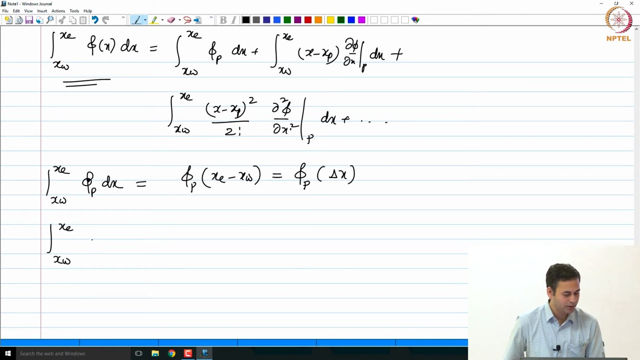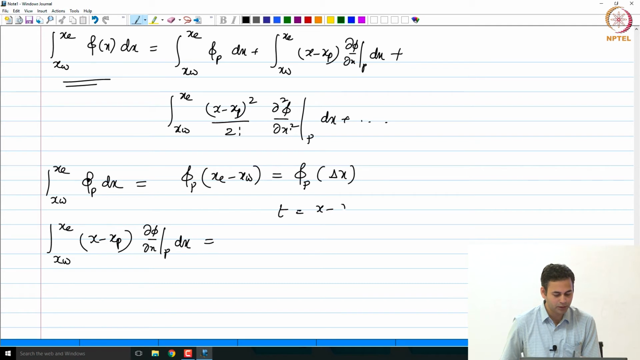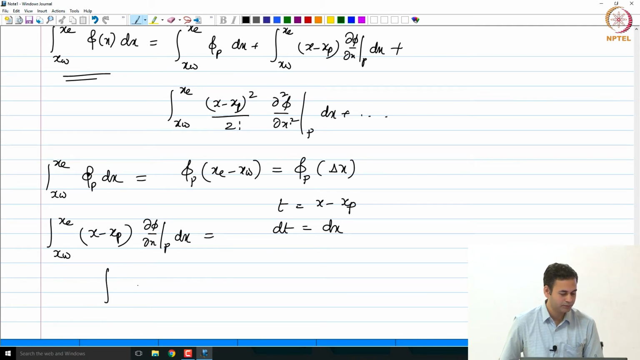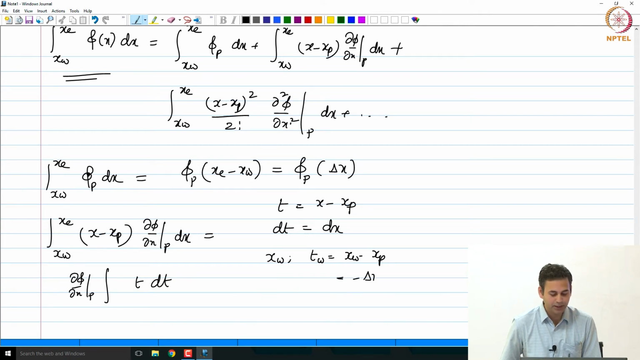What about the second term? Integral x west to x east (x minus x p) partial phi partial x at p times dx. Can you have a change of variables here? Let us call t as x minus x p, then dt would be equal to dx. What will this be then? Integral of partial phi partial x, which is anyway constant, times t dt. What will be the limits? If you have x west, then t west would be x west minus x p, that will be minus delta x by 2.